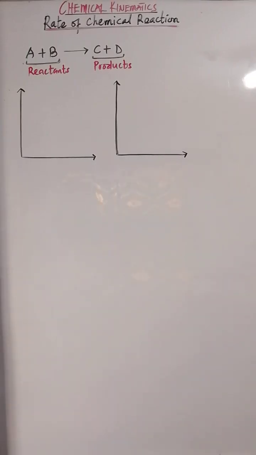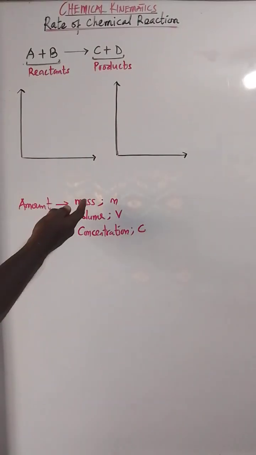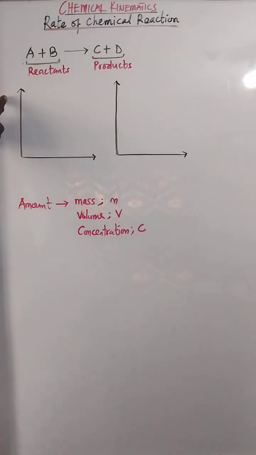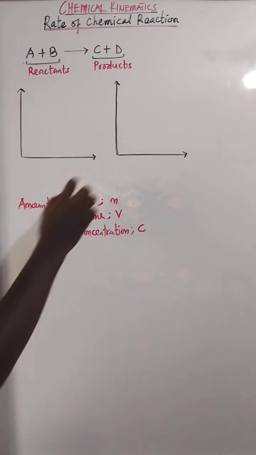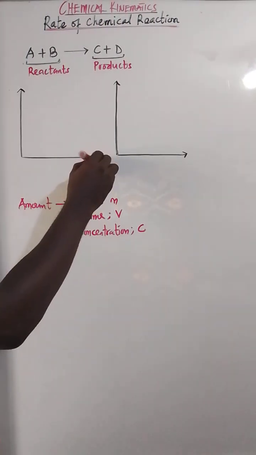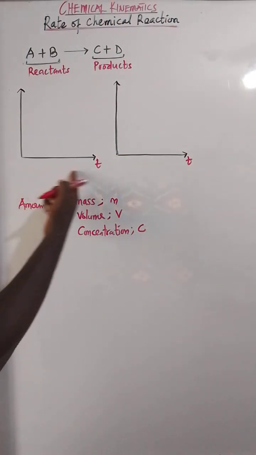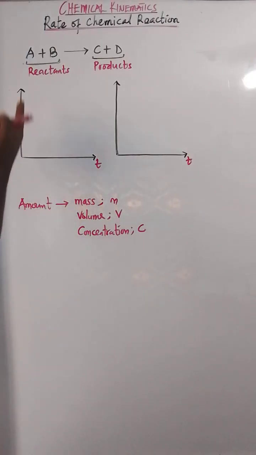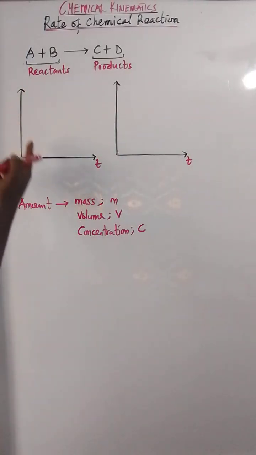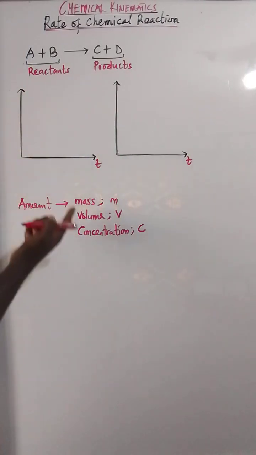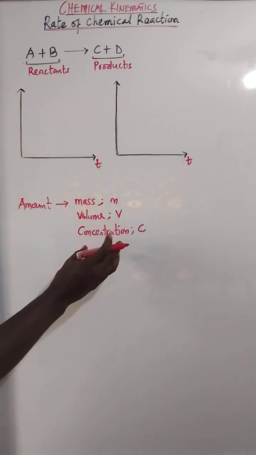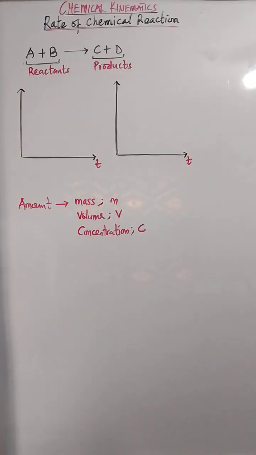When you use the word amount, it can either be in form of mass, concentration or volume. When you talk about rate, it means you are dealing with time. As time increases or as time goes by, the amount of the reactant should drop, the mass should decrease. If it's gas, we use volume, which should decrease. If it's a solution, we use concentration.